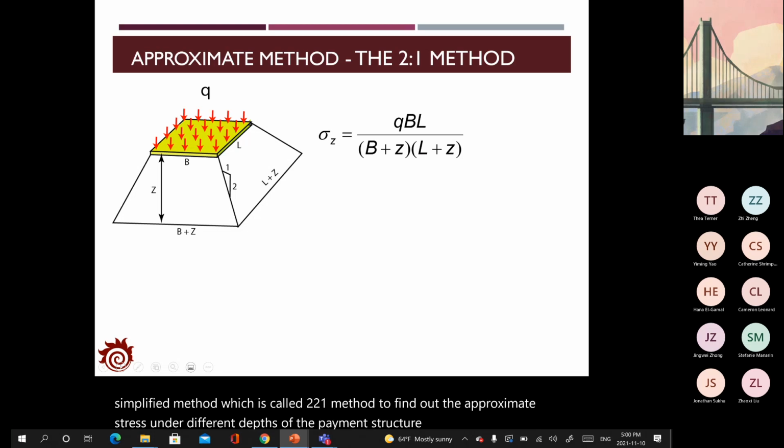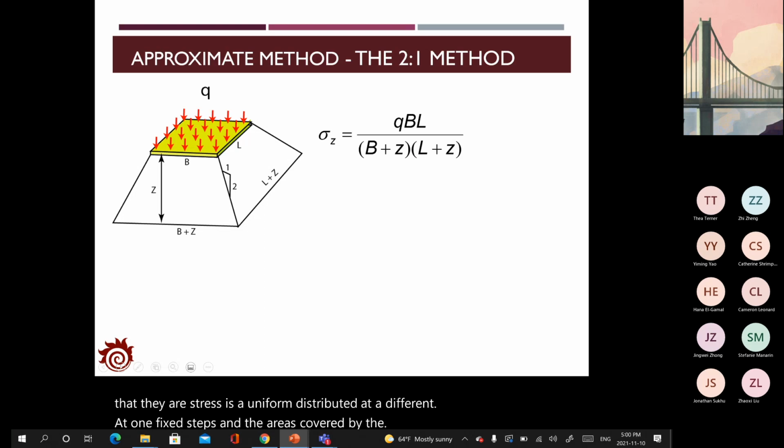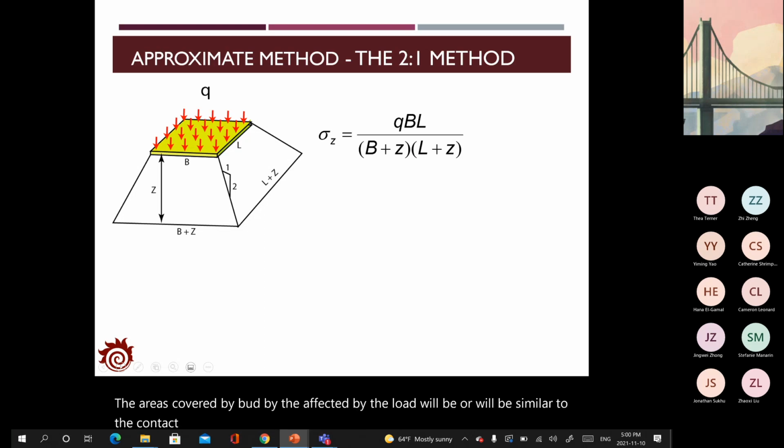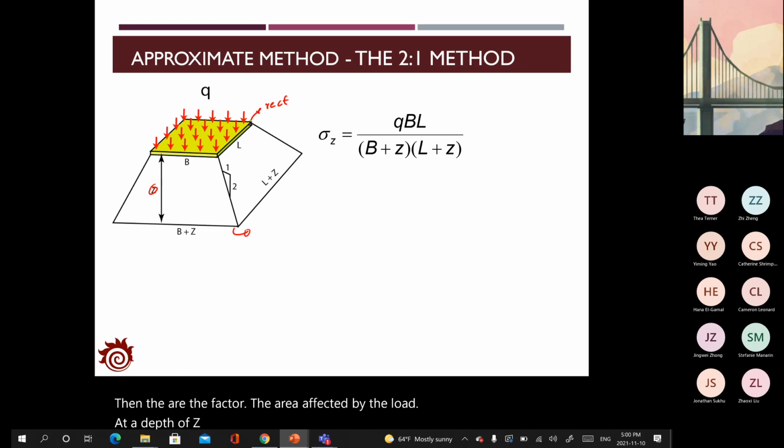This method assumes that the stress is uniformly distributed at one fixed depth, and the area affected by the load will be similar to the contact area. If the contact area is a square or a rectangle, then the area affected by the load at the depth of z is also a square or a rectangle.